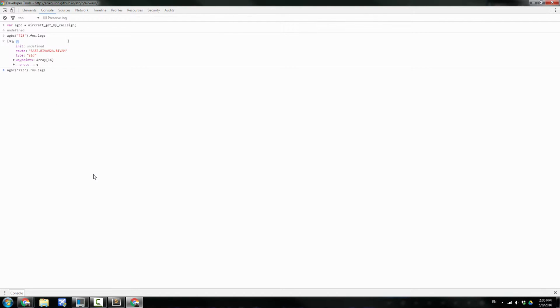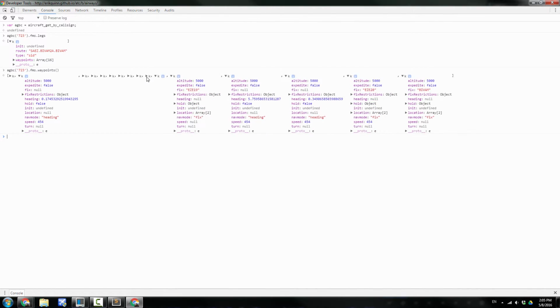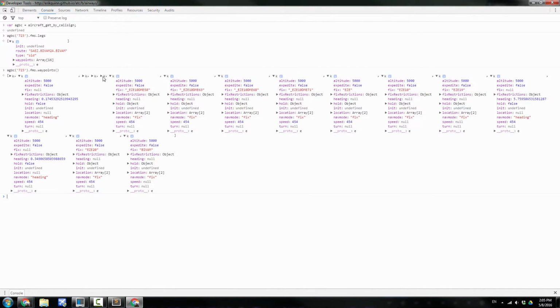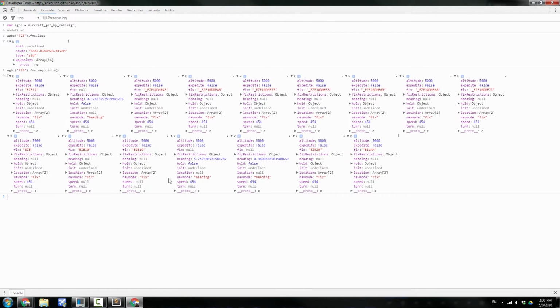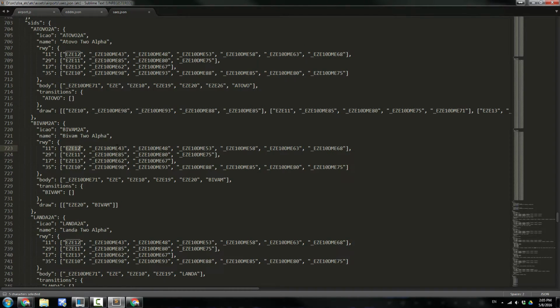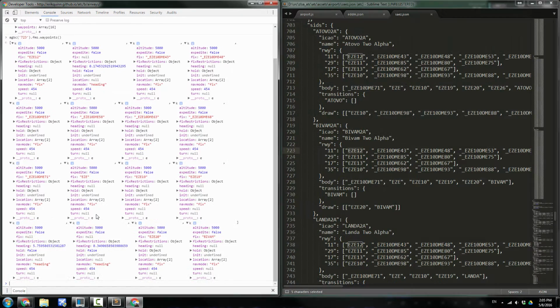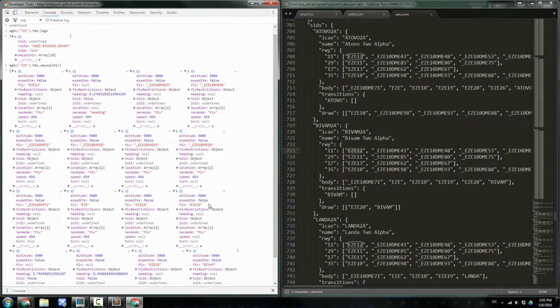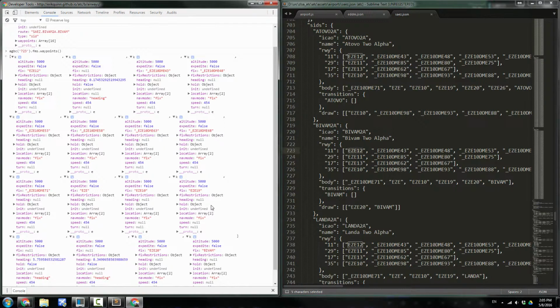Yeah, and I can also just run this waypoints function, and that'll list them all out for me so we can see what the hell's going on. Okay, so EZ12. Let's see, maybe I can put these up side by side. That'll probably help. Wow, that's a lot. Yeah, something's not right. It seems to be inserting too many things.